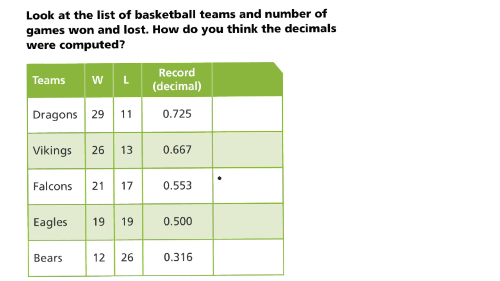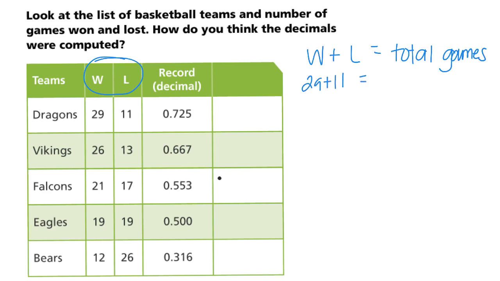Well, if you look at it carefully, when recording team wins and losses, what you want to focus on is the number of total wins that a team has and the total number of games that they played. Now, in order to figure out the number of games that they played all together, you would add these two columns together. The W and the L is going to give you the total number of games each basketball team played. So if I add 29 plus 11, that gives me a total of 40 games.